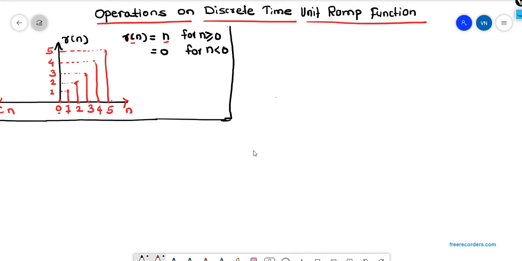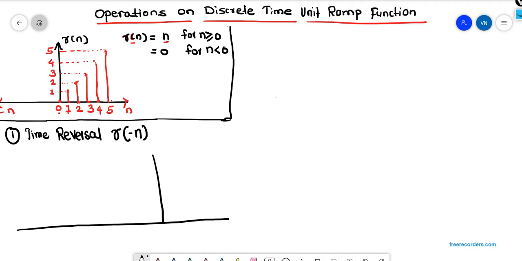So first, this is the unit ramp function that we have already discussed. Now, if we want to apply some operations on a unit ramp function, how can we apply them? For example, the first operation is time reversal. What is meant by time reversal? r of minus n. Whatever the signal is, we just have to reverse that signal. So for example, this is r of minus n.